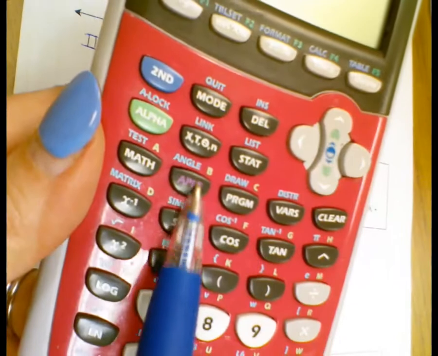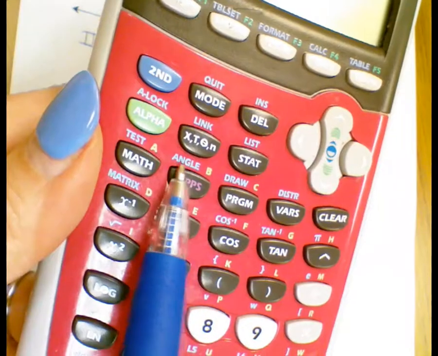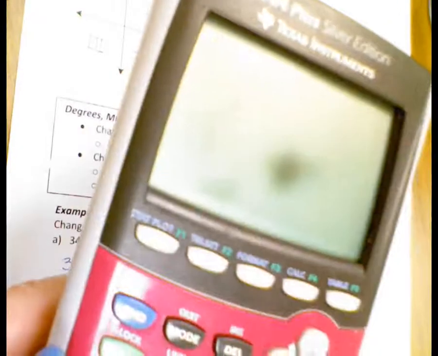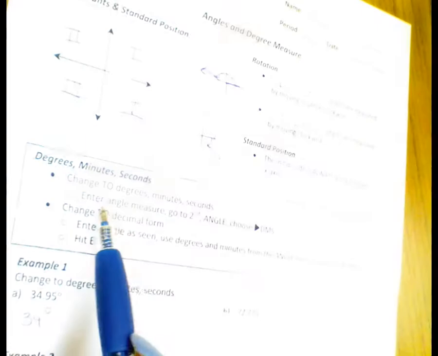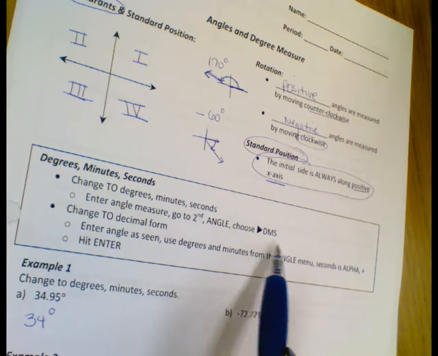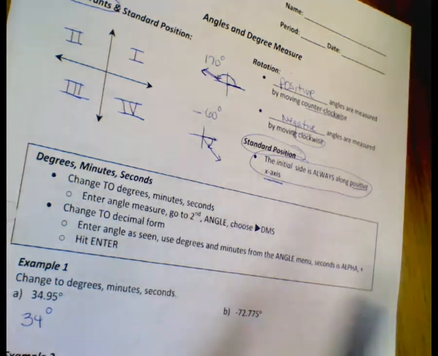There's a key on your calculator. See this apps key right here? Right above it is the word angle, in blue. To get that word, you have to press second apps. It says right here what to do: enter the angle measure, go to second angle, choose DMS. It says what to do right here in the box.